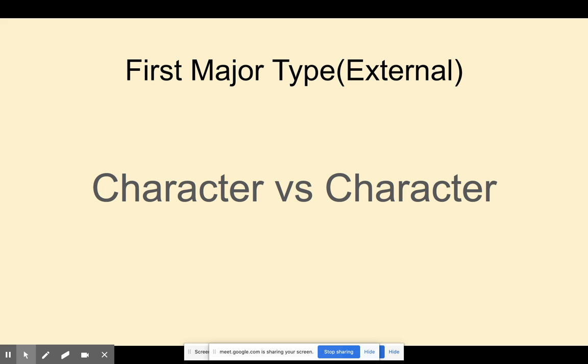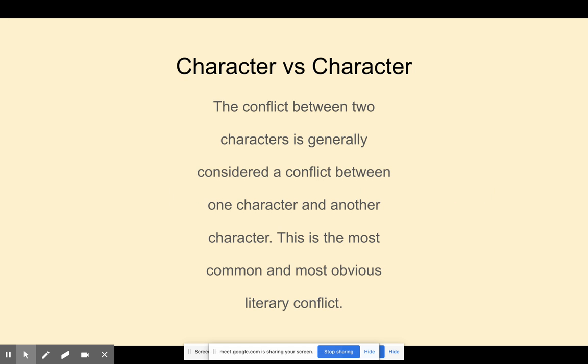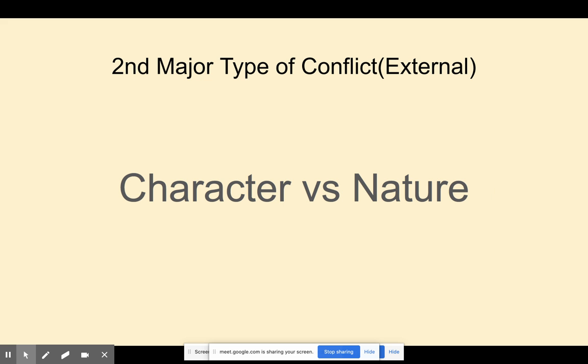So I'm not even going to show examples. I'll just explain it real fast. Your main type of conflict that you see in most stories is that there's a character who's having some sort of problem with another character, right? That's one type of conflict. The second type of conflict is when you have a character dealing with some sort of natural issue, right? So anything that's nature related, it could be like a storm.